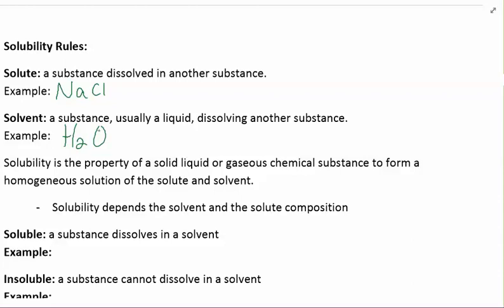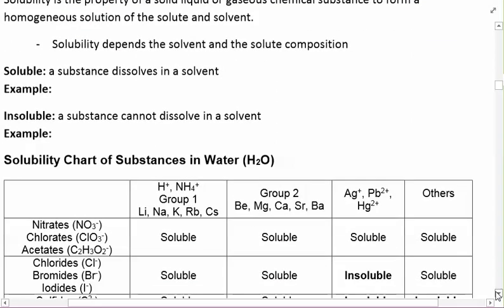So solubility is the property of a solid, liquid, or gaseous chemical substance to form a homogeneous solution of the solute and the solvent. So in other words, if you add these two substances together, do they mix and form one thing and you can't differentiate the components, or do they separate? If something ends up being soluble, that means the substance has dissolved in the other substance. So salt water would be an example of a soluble substance.